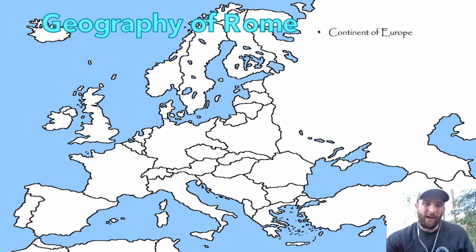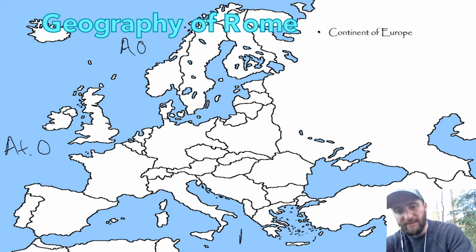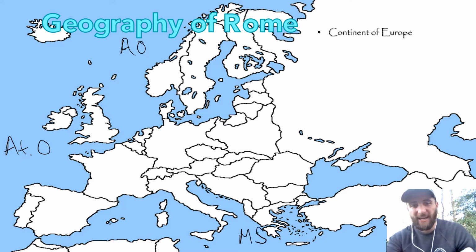Europe itself, I think of as just one giant peninsula. They call it a continent. I think of it as like a super peninsula. Remember, a peninsula is a body of land surrounded on three sides by bodies of water. In the case of Europe, it's the Arctic Ocean to the north, the Atlantic Ocean to the west, and then the Mediterranean Sea to the south.